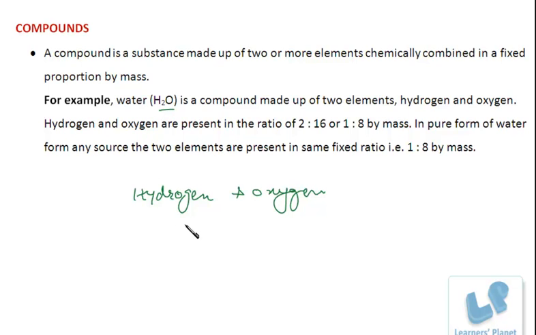Now what is the mass of hydrogen? It's 1. Mass of oxygen? It's 16. So how many atoms of hydrogen are present here in water? 2. So what will be the mass of hydrogen in water? It will be 2 and 16. So they are present in the ratio of 2:16, or I can also write it as 1:8. So in water, hydrogen and oxygen combine in a fixed ratio of 1:8 by mass.